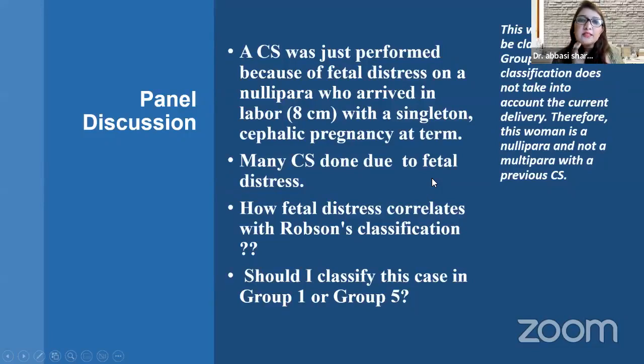A CS was just performed because of fetal distress on a nulliparous woman who arrived in labor 8 centimeter with a single cephalic pregnancy, and many CS done due to fetal distress. So how fetal distress correlate with the Robson classification? Should I classify this case in group 1 or group 5, or what is the response?